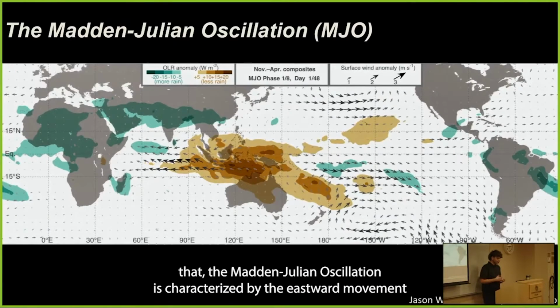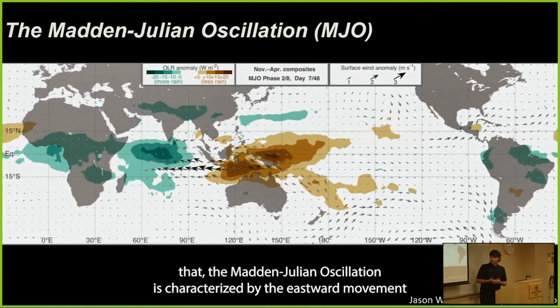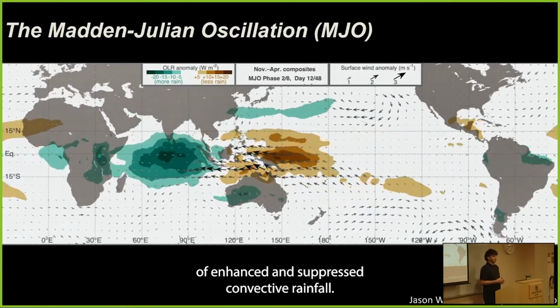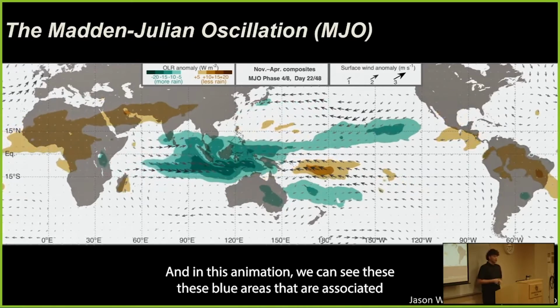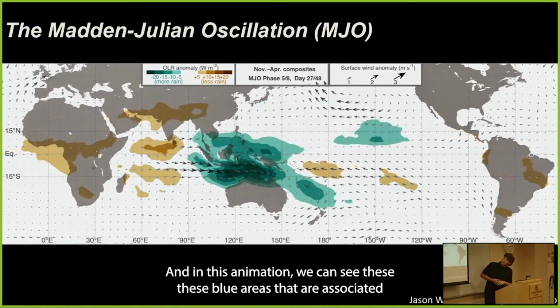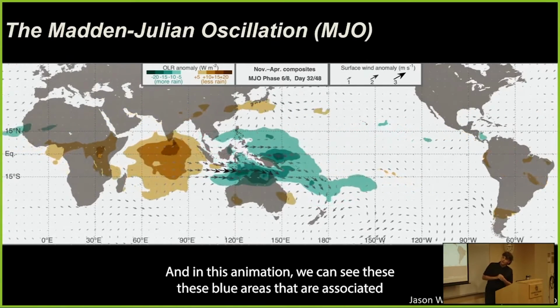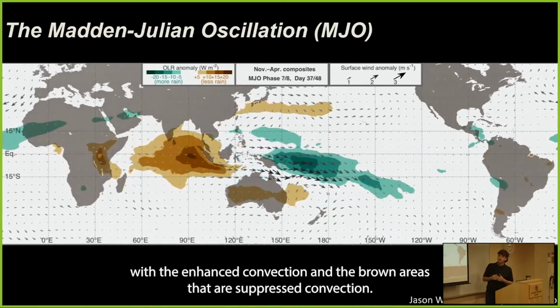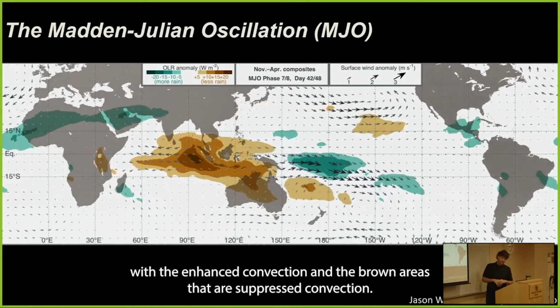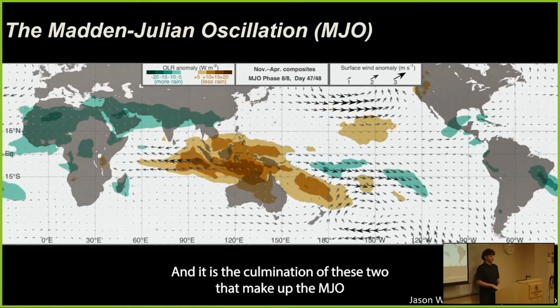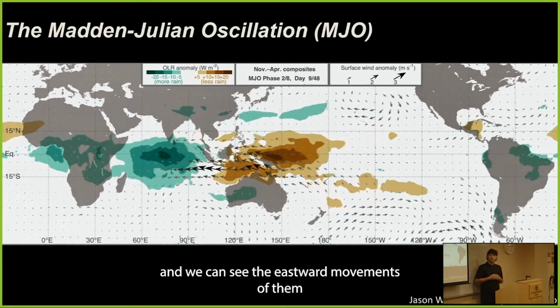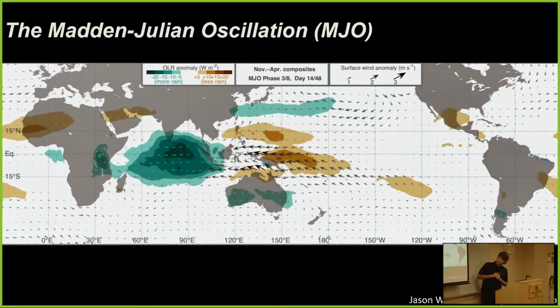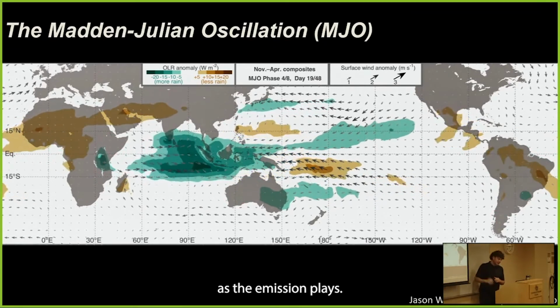So with that, the Madden-Julian oscillation is characterized by the eastward movement of enhanced and suppressed convective rainfall. And in this animation, we can see these blue areas that are associated with the enhanced convection and the brown areas that are suppressed convection. And it is the culmination of these two that make up the MJO. And we can see the eastward movement of them as the animation plays.